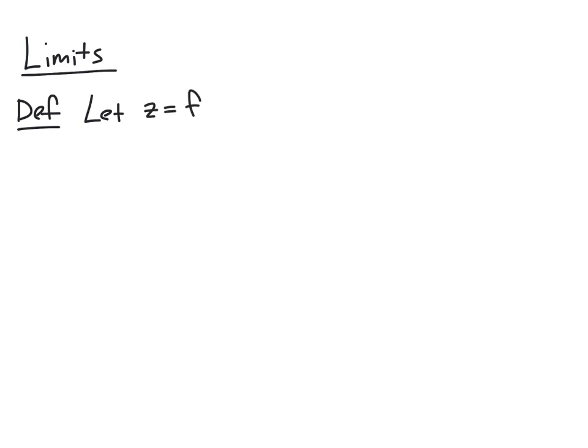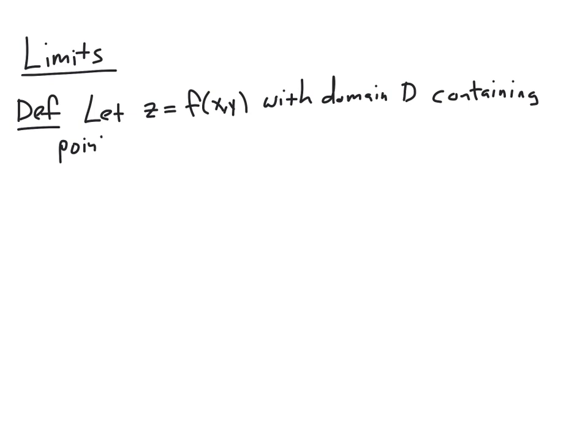So we're going to let z equal f of x, y. That'll be a function with two variables. And we have a domain D, which we know is some region in the plane. And this domain needs to contain points near a point (a, b). Notice that I'm not assuming that (a, b) is in the domain. It just needs to have points near (a, b).